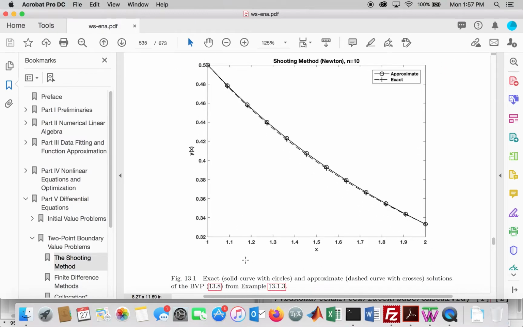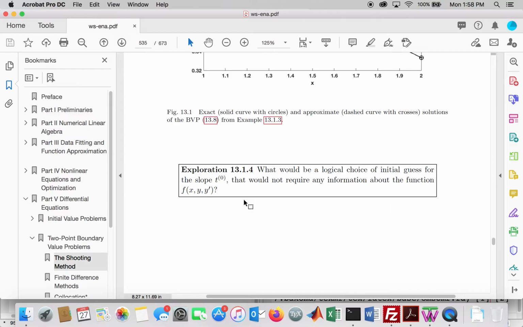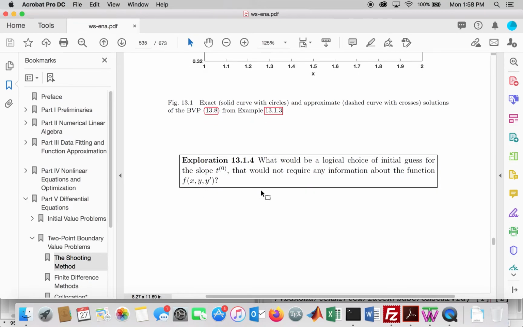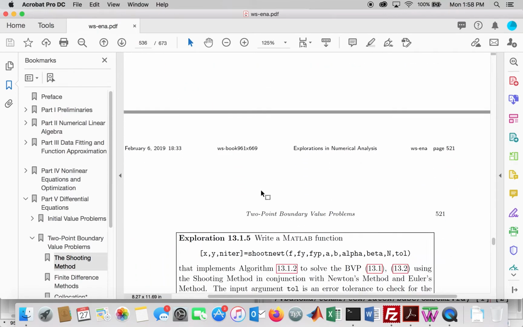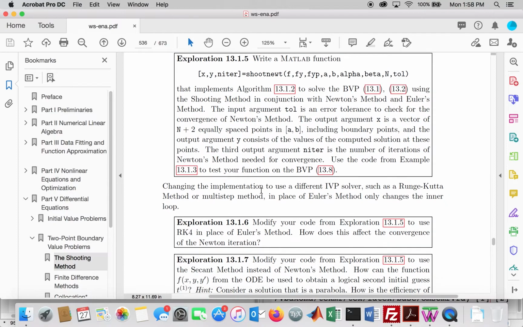A quick glance at homework problems for this section. This one deals with how you might choose an initial guess independently of the function f. So a very simple-minded choice, but one that is easy to compute. But suppose you're using the secant method. The secant method, as you remember from chapter 10, requires 2 initial guesses.